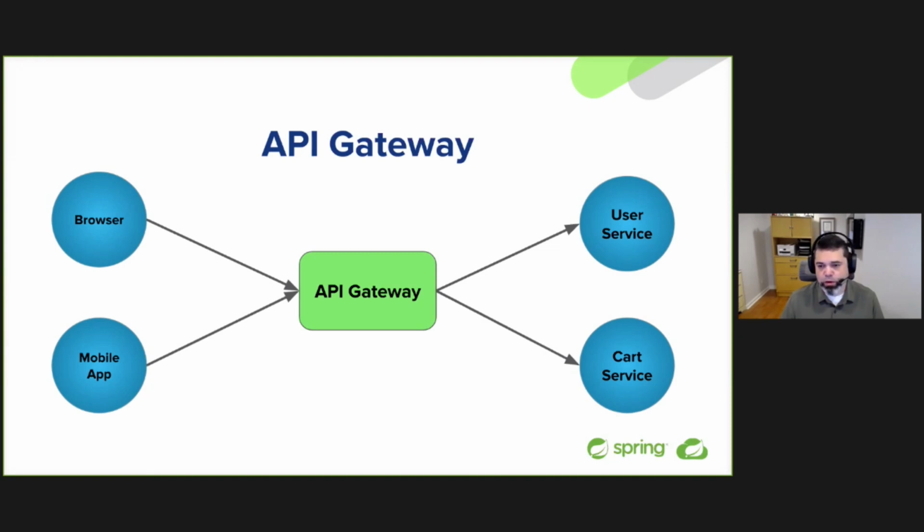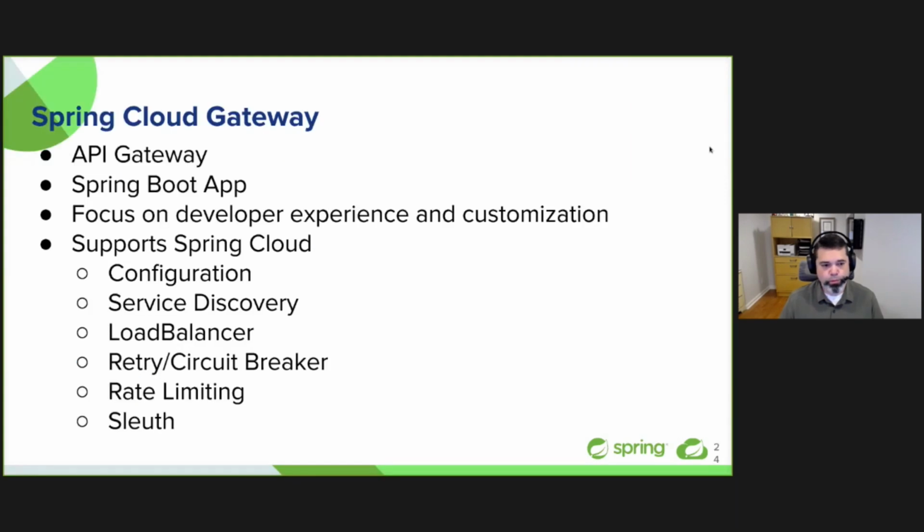Now, this can be done fairly simply using things like HAProxy to do just some basic routing. But what we're going to talk about today is an API gateway that is developer oriented. So in Spring Cloud, we have Spring Cloud Gateway. This is a follow-on to the support we had originally from Netflix in Zuul 1.